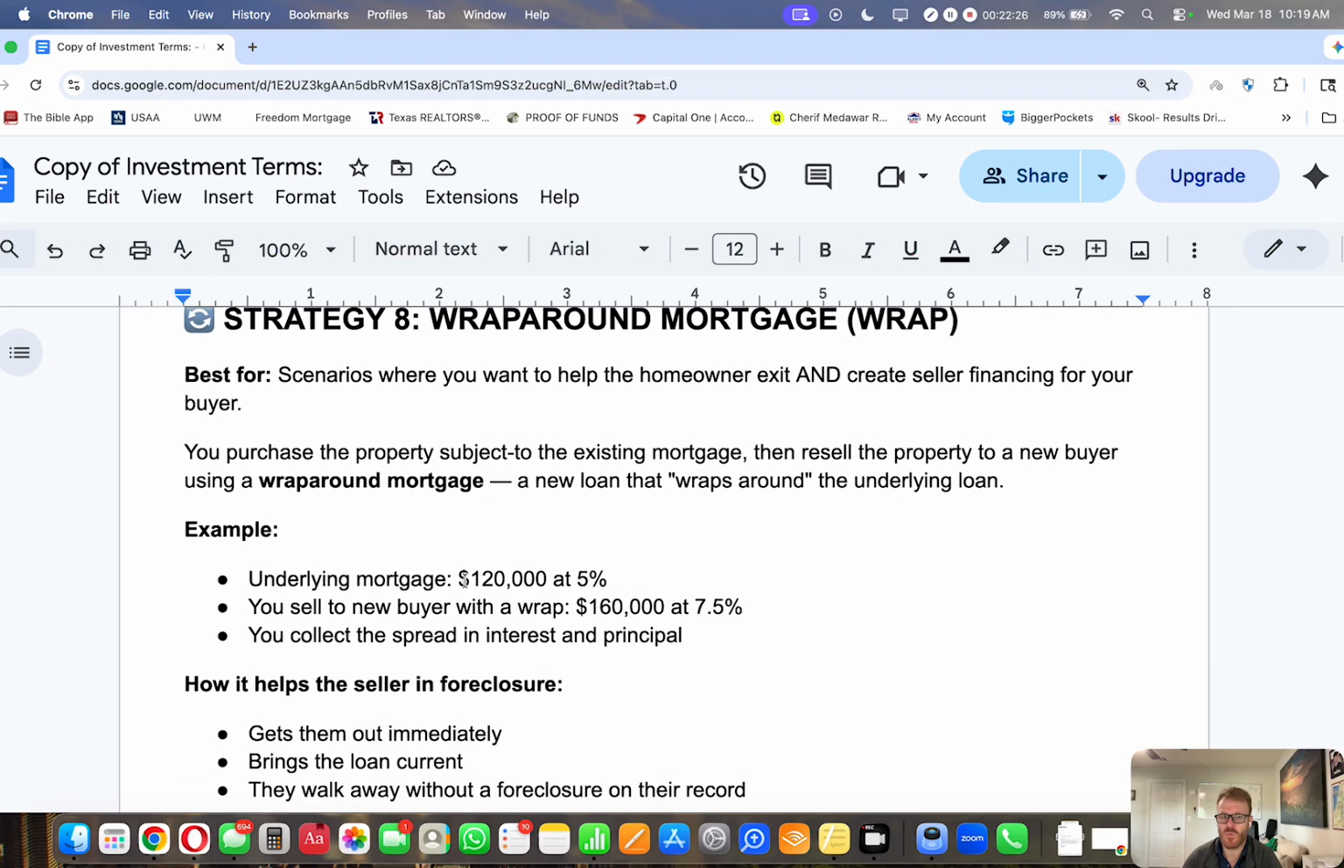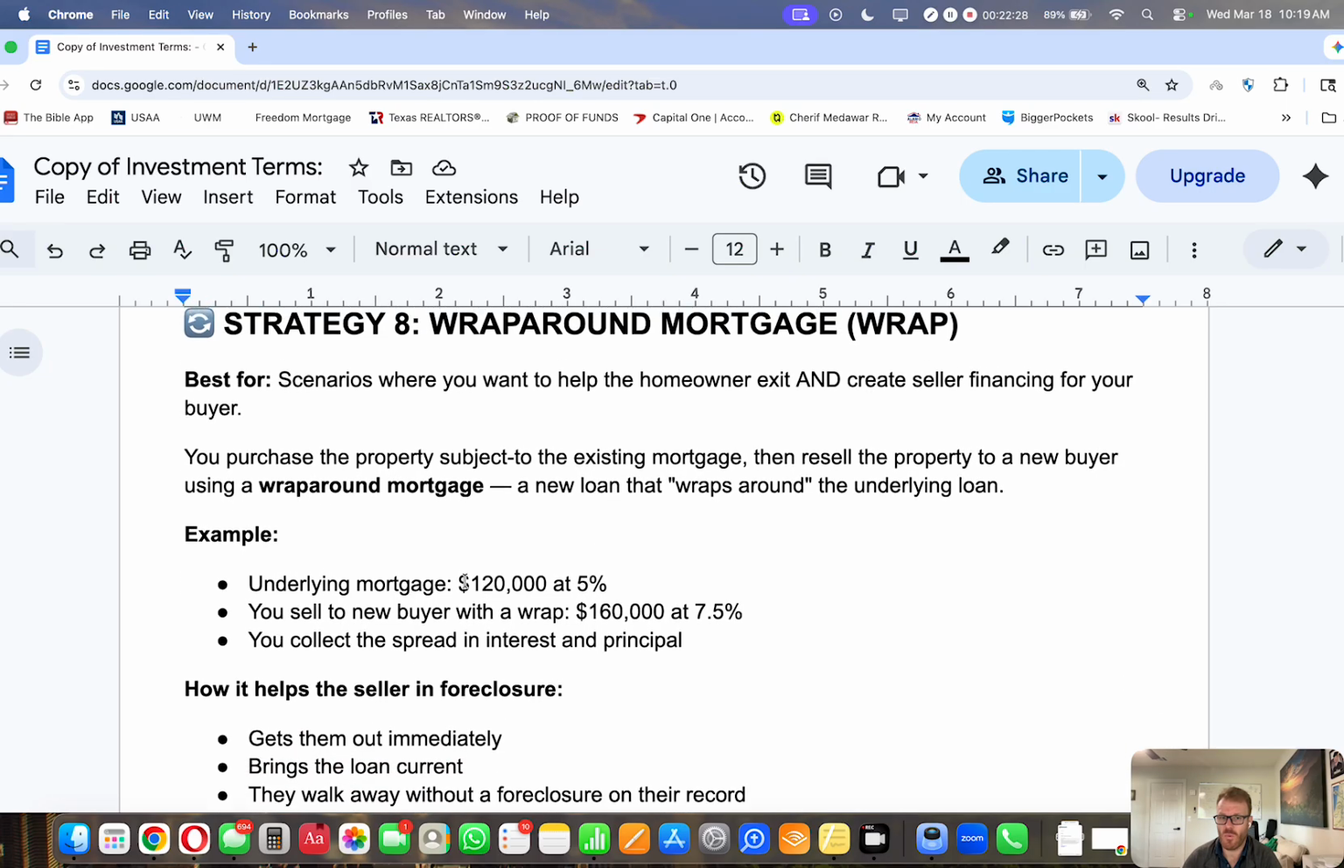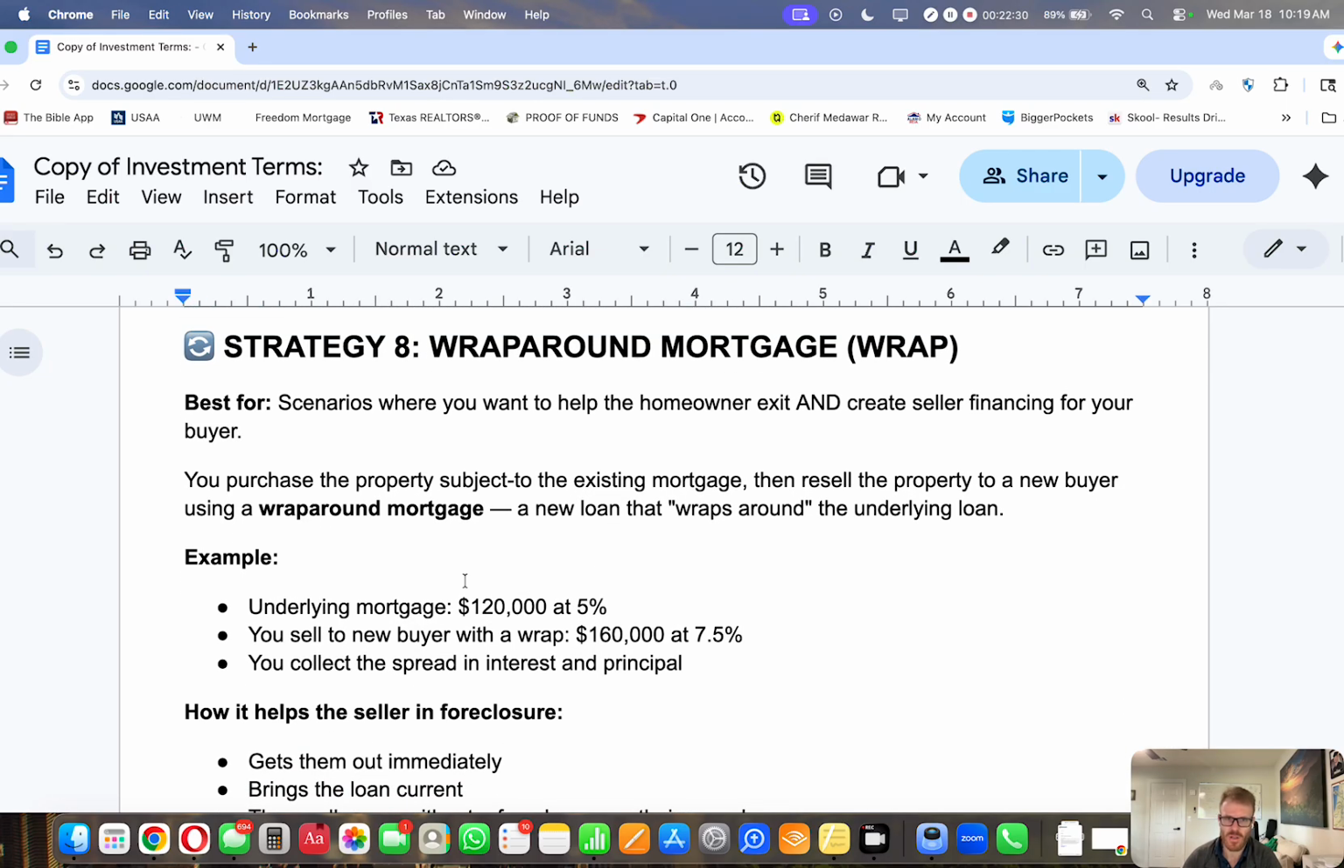And I'm going to end here with this last one, called a wrap around mortgage. This is assuming that somebody's behind on their payments and they're not going to stay in the house. It's not going to happen. So here's what I can do. If I have a property that's worth 250 grand, they owe 180 on their mortgage, and the rate is 4% on it. Let me just use the example on here.